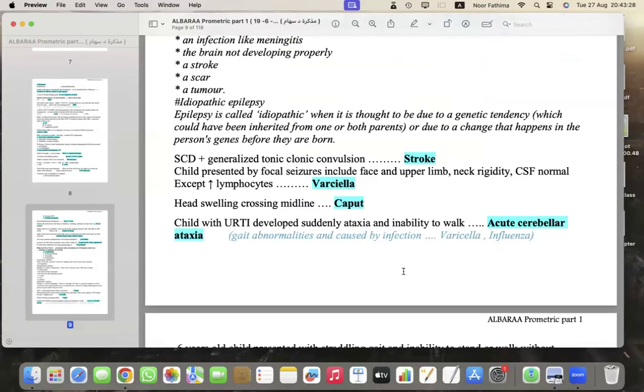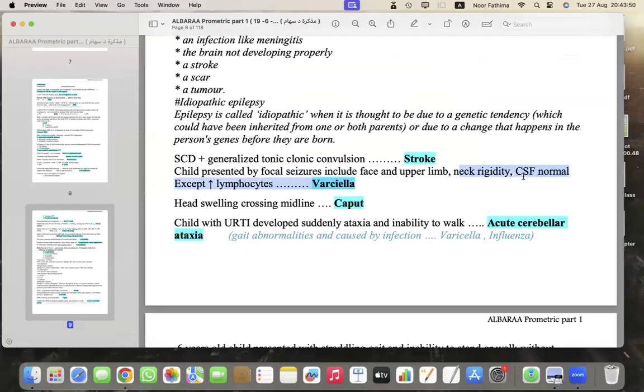Sickle cell disease plus generalized tonic-clonic convulsion. What do we call it? Stroke. Sickle cell disease plus generalized tonic-clonic convulsion: there is stroke.